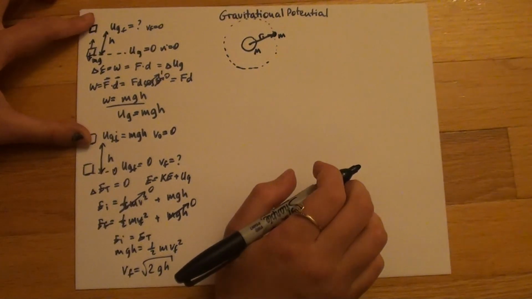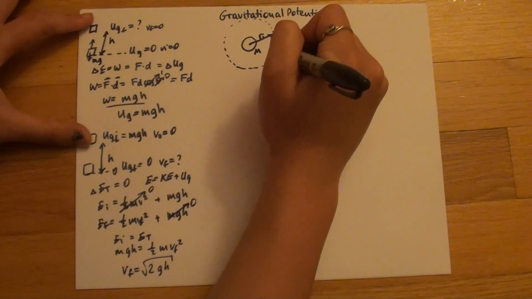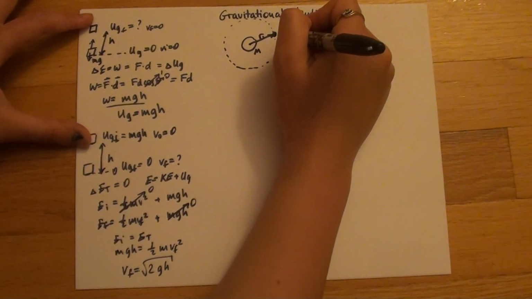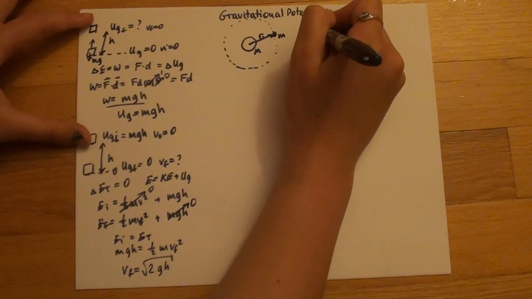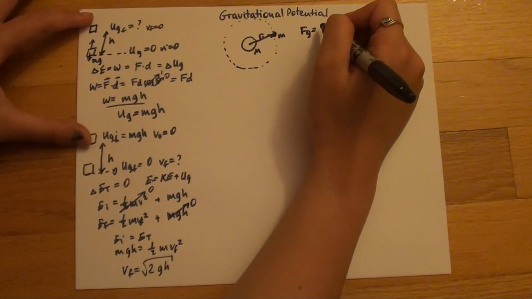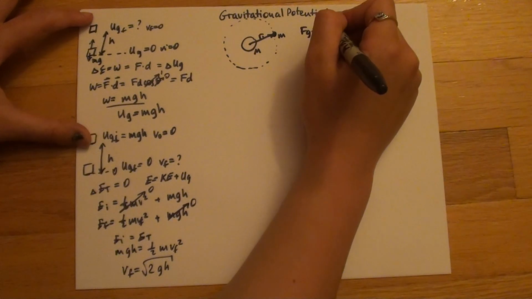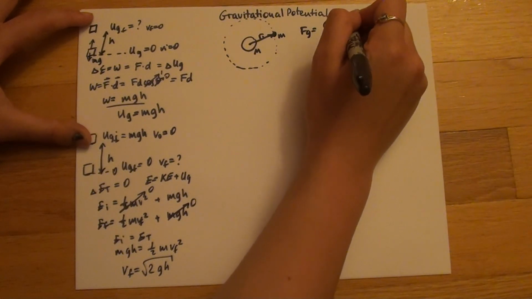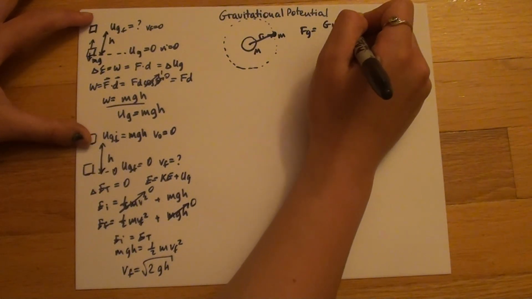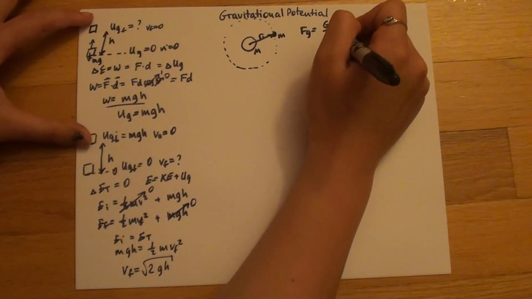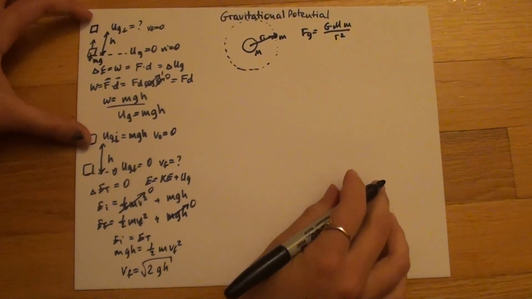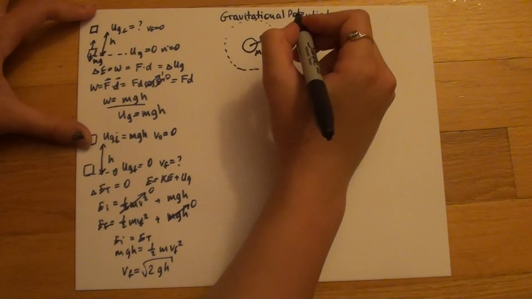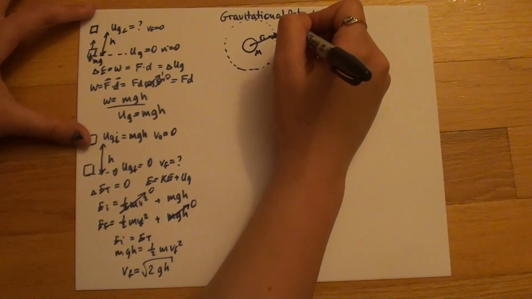Remember that the force done by the planet on this satellite would be the force of gravity, and here we use the general equation, which is G times the mass of the planet times the mass of the satellite over r squared. Okay, so now let's say we want to move the satellite to some r2.